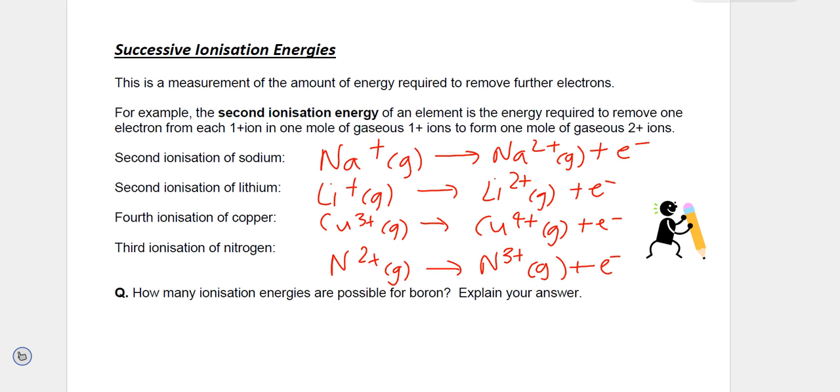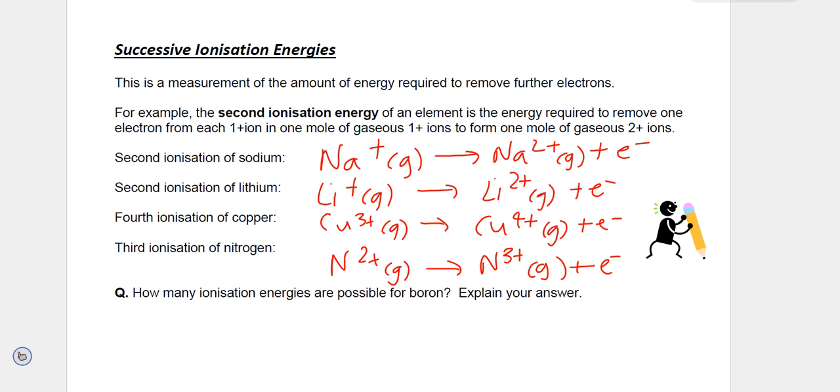So here we are. Second ionization energy of lithium, again, in just the same way as we did for the first one, we're going to start with the lithium 1+ ion and turn it into the lithium 2+ ion, everything in its gaseous state, plus a mole of electrons. For the fourth ionization energy of copper, we need to form the copper 4+ ion, again in its gaseous state. So we need to start with the copper 3+ ion. Every single one of these equations, irrespective of which ionization energy we are doing, we are only ever removing 1 mole of electrons.